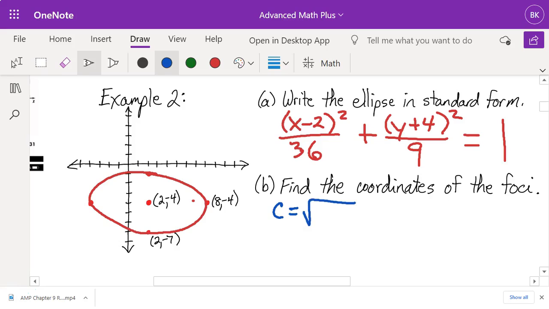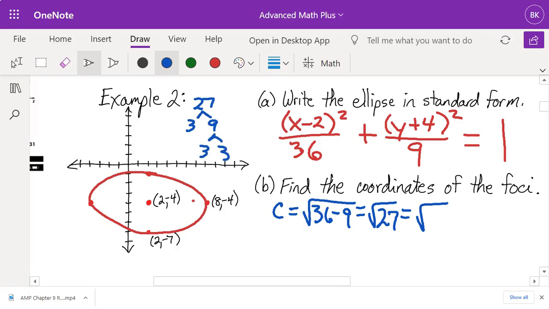What was A squared? 36. Minus B squared is 9. So that is the square root of 27. Can you reduce that? Yes. 27, I'll do it right here. That's going to be 3 and 9. 3 and 3. For every pair, you bring 1 out front. So 3 square root of 3.